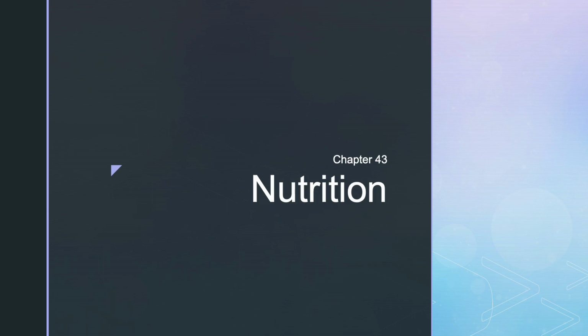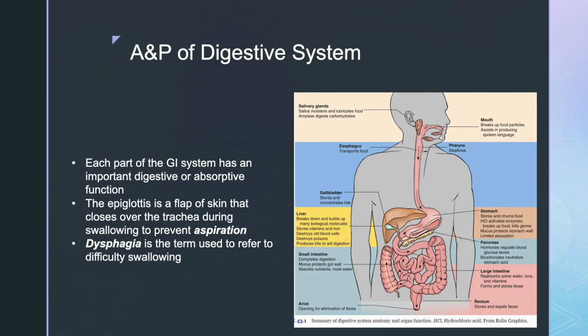So the first part of the theory that you guys will be expected to know is regarding nutrition. So first we have anatomy and physiology of the digestive system. So each part of the GI system or gastrointestinal system has an important digestive or absorptive function. The epiglottis is a flap of skin that is between the esophagus and the trachea, and it closes over the trachea when swallowing, and this prevents aspiration.